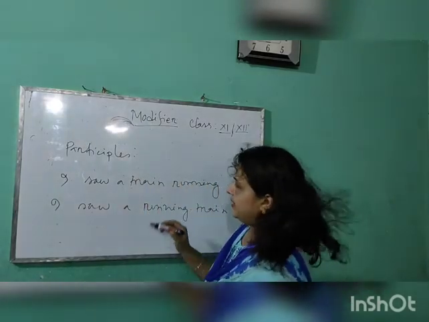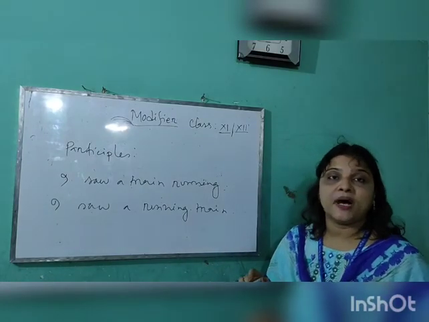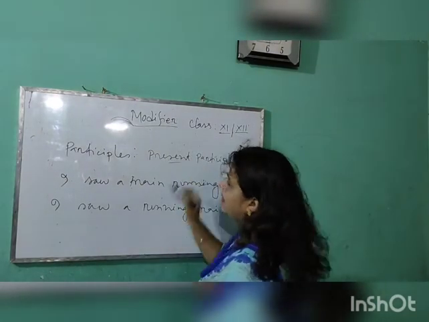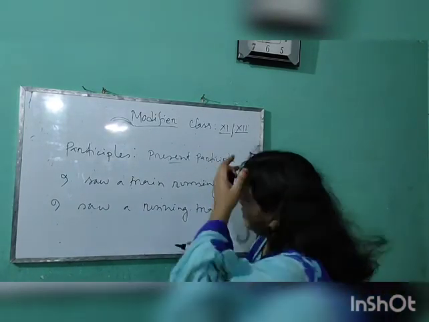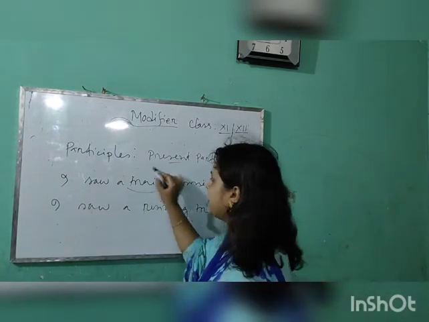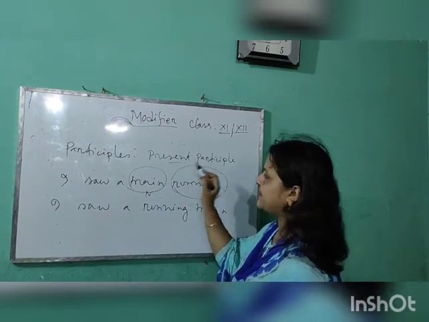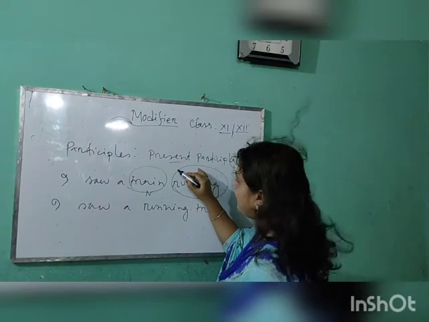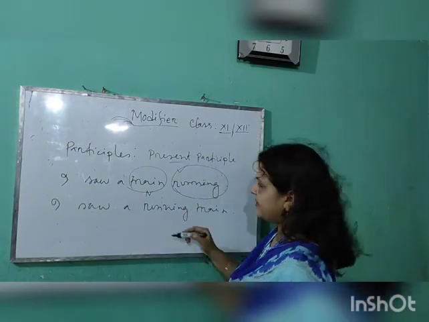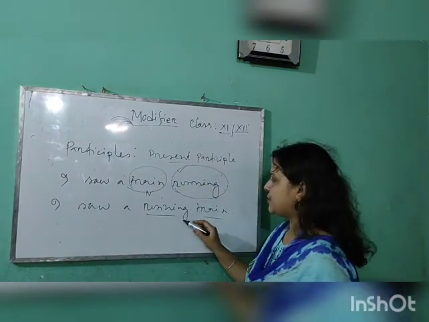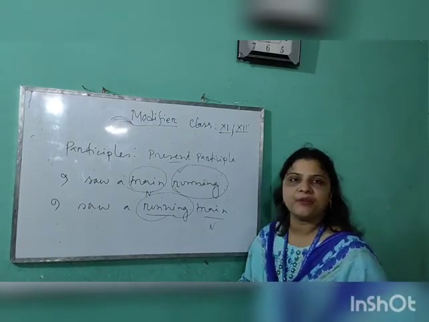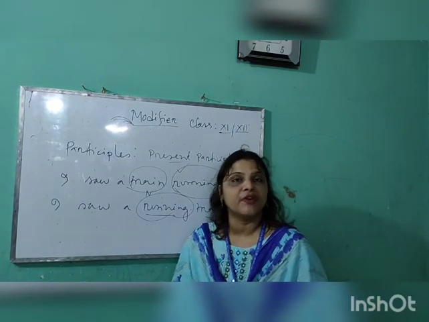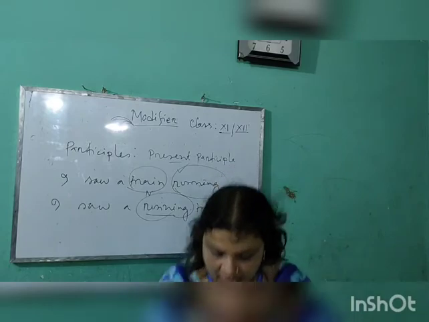Now see, participles are of two types: present participle and past participle. This is an example of present participle. I saw a train running. You see, train is a noun. And the word running gives extra information about the train. So, what was the train doing? It was just running. So, this is an example of post-modifier because it is used after the noun. And the next sentence, I saw a running train. So, here running is used before the noun. So, this is called pre-modifier. So, I have shown you how present participles can be used as a pre-modifier and post-modifier. Now, let us see the examples of past participle.